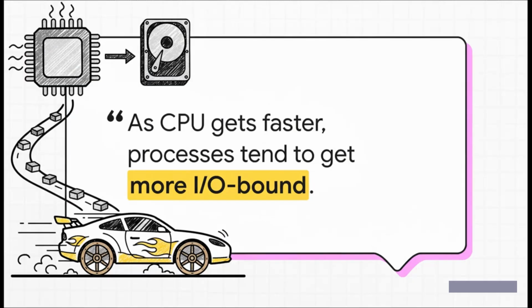And get this, here's the really wild part. You'd think a faster CPU would fix things, right? But it can actually make this specific bottleneck even worse. The faster your processor gets, the more time it spends just waiting around. It's kind of like having a Formula One engine in a car with flat tires. All that power and nowhere to go.